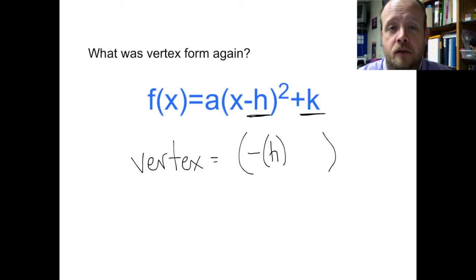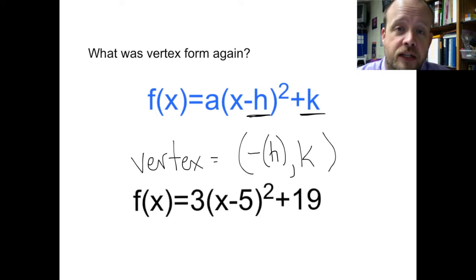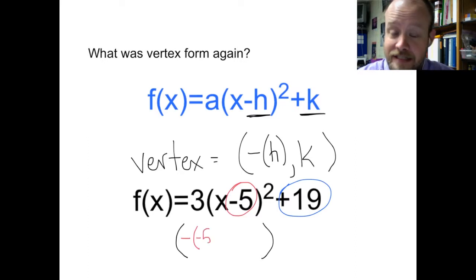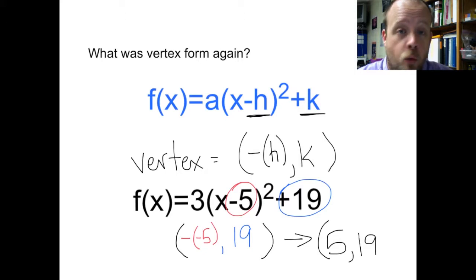That is, the vertex for any of these equations in vertex form is the coordinate pair negative h comma k. So, for example, if we take this equation of f of x equals 3 times x minus 5 squared plus 19, our h value is negative 5 and our k value is positive 19. If we start putting those together, we get a coordinate pair of the negative of negative 5, and 19. If we finish simplifying this, we get a vertex located at 5, 19.